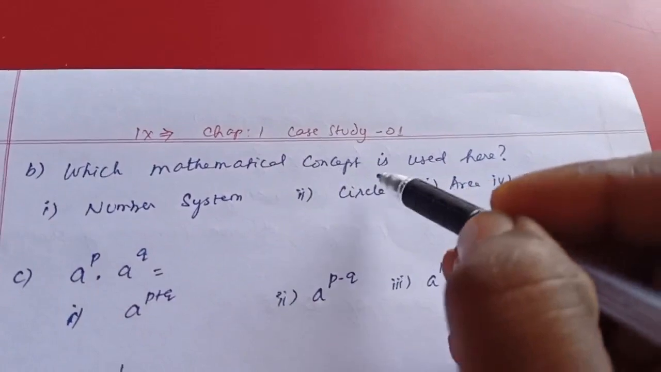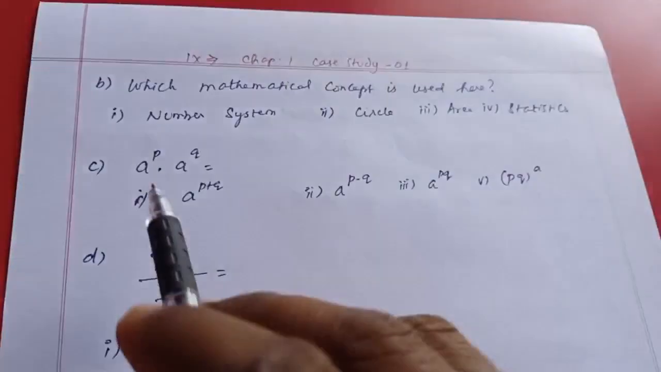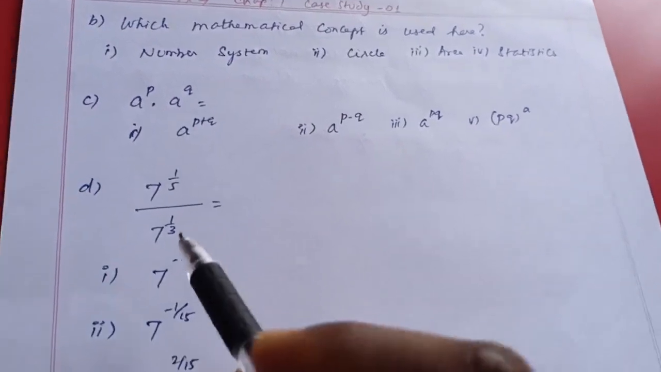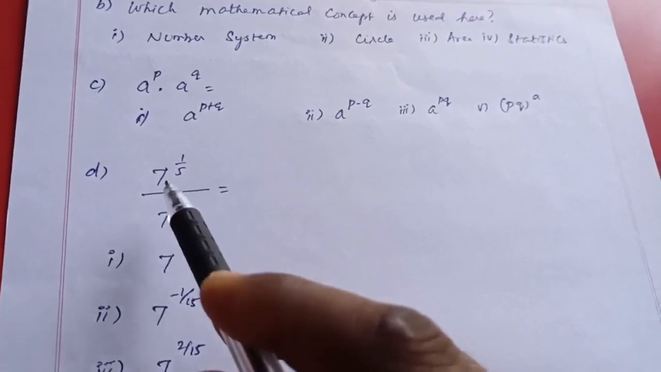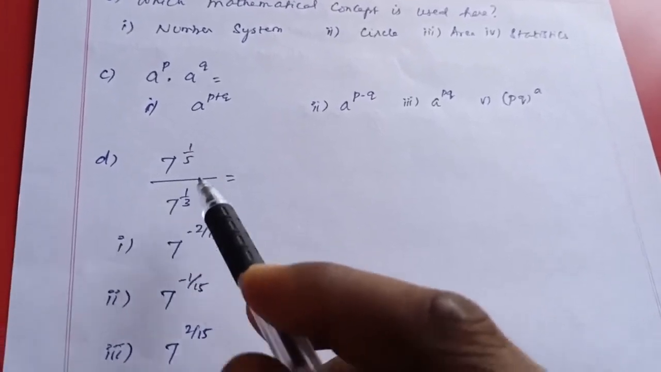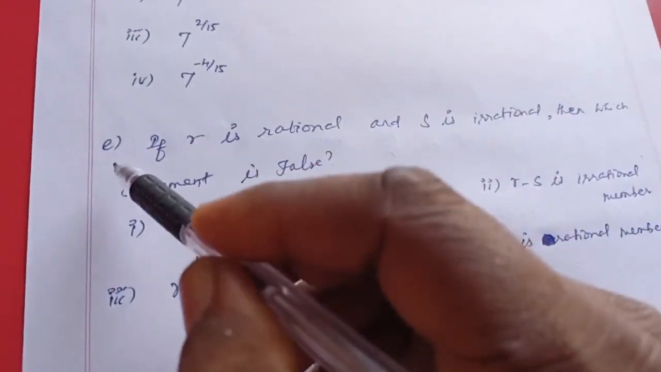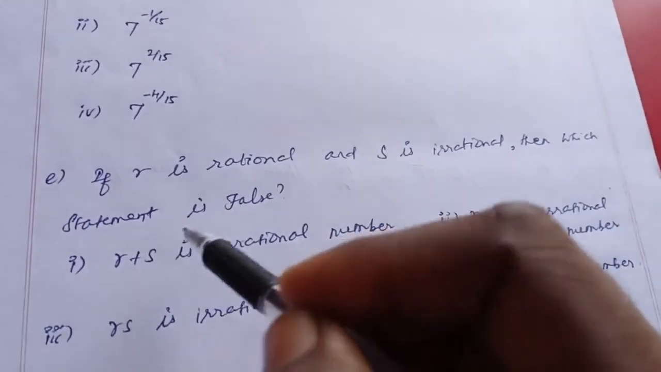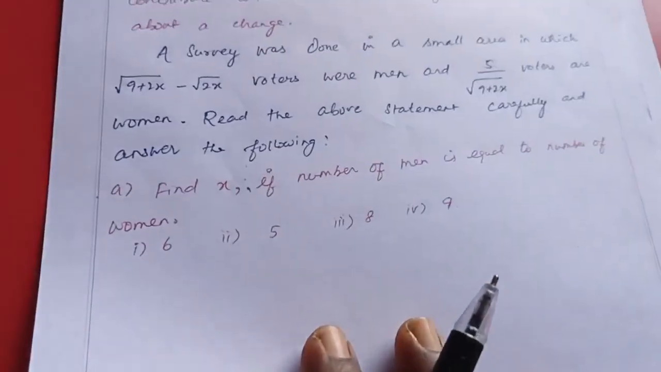Second question, which mathematical concept is used here? So the options are number system, circle, area and statistics. Third question, a power p into a power q, options are given. Then option D: 7 power 1 by 5 divided by 7 power 1 by 3. So when divided, what answer you are going to get, that we will check. If R is a rational number and S is an irrational number, then which statement is false? For this statement we are going to check which statement is correct. So these 5 questions we are going to learn.